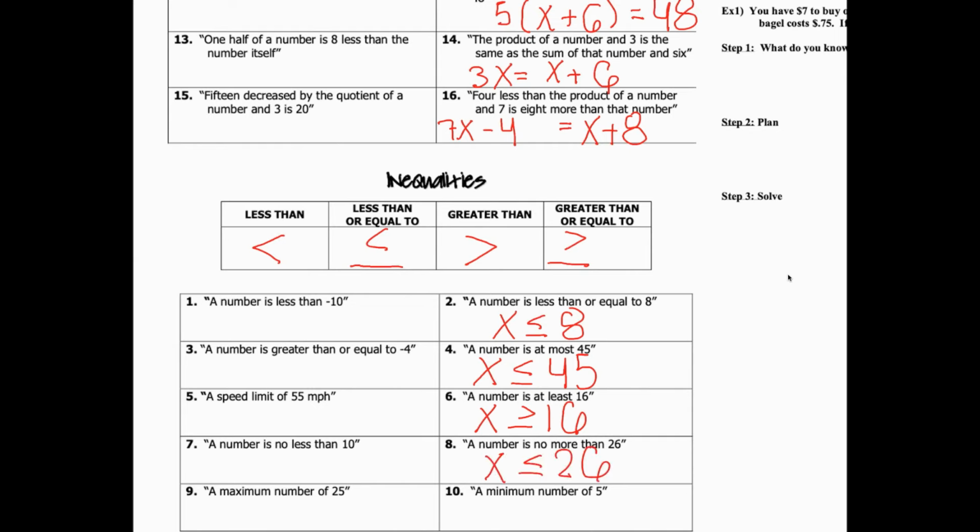And then a minimum number of 5. So x has to be at least 5, but it could be greater. So greater than or equal to 5.